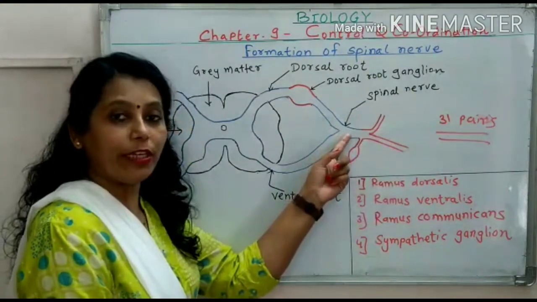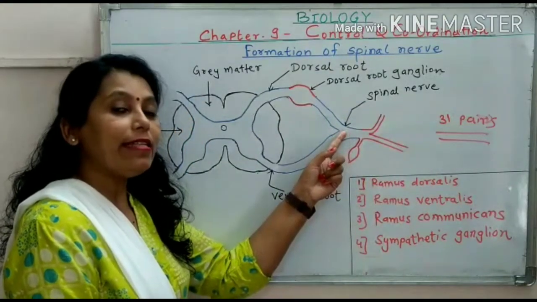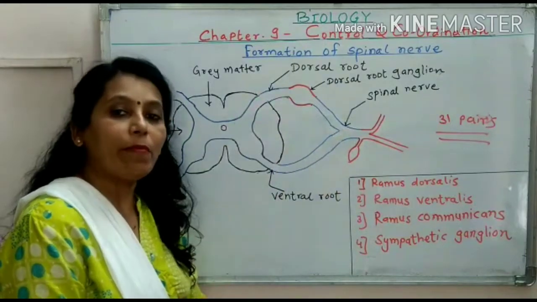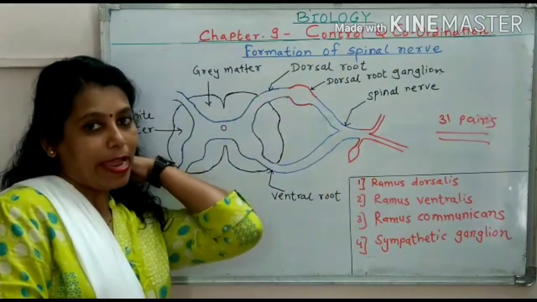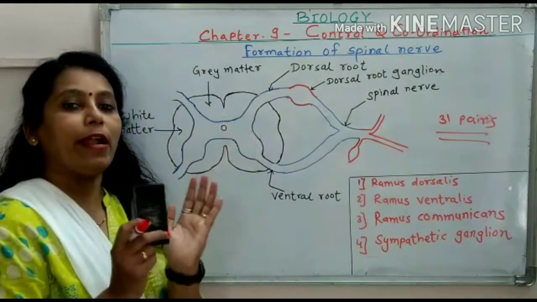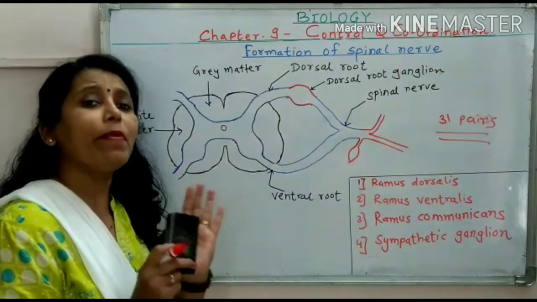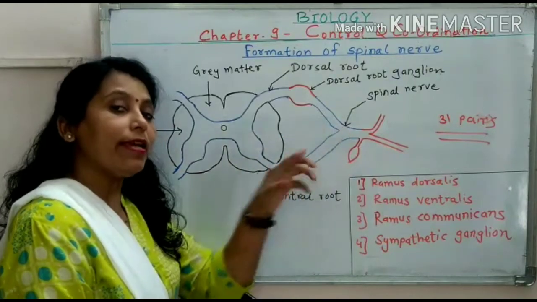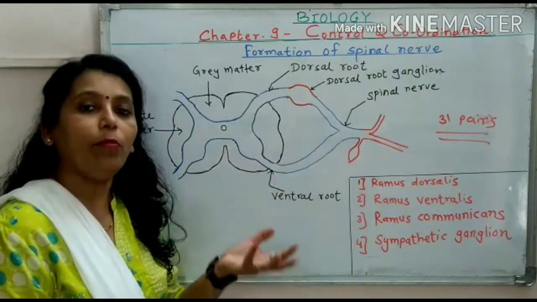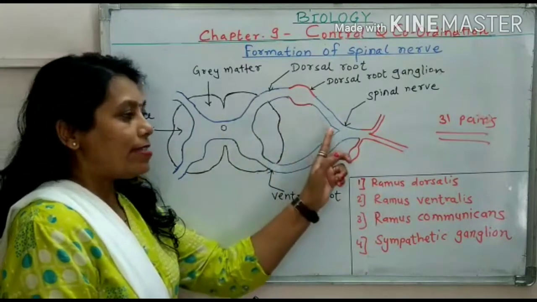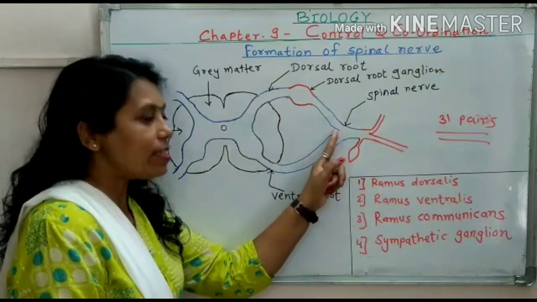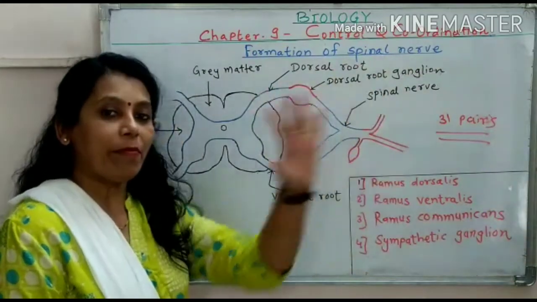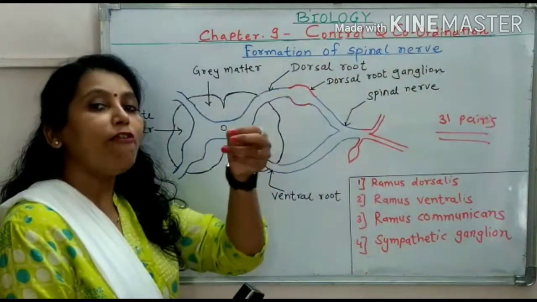Now, this union takes place inside the vertebral column only. Then how come vertebral column? Because our spinal cord is well protected by vertebral column. So, this union also takes place inside the vertebral column only. As soon as this union takes place, the spinal nerve comes out through the vertebral column, through the foramina.